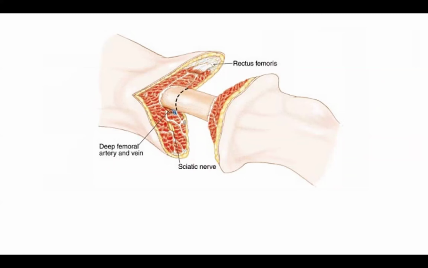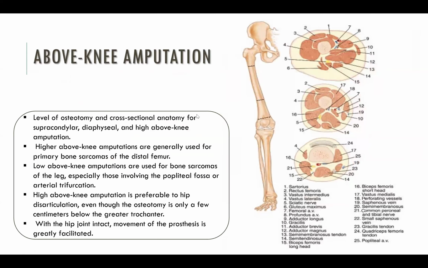Praveen, indications for above knee, indications for below knee, all those things you have to tell, no? Yes, sir. The same everywhere: skin, subcutaneous tissue, then you cut the vessels, bone and muscle cover. That is all the same. So, to tell us about the indications: higher amputations are generally used for primary bone sarcomas, sir. And low amputations are used for bone sarcomas involving the popliteal fossa or arterial trifurcation area, sir. For us, what is the commonest indication? In our day-to-day practice as a general surgeon, what is the commonest indication?